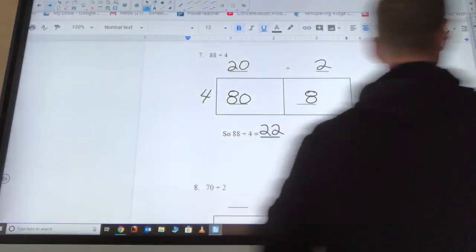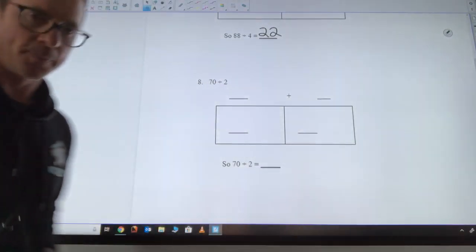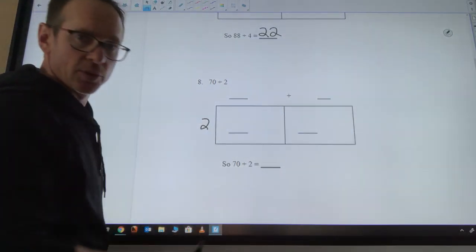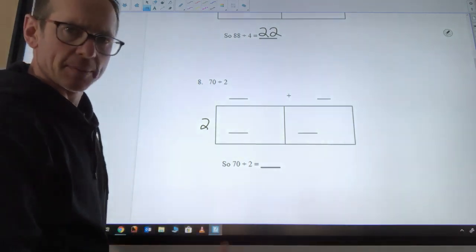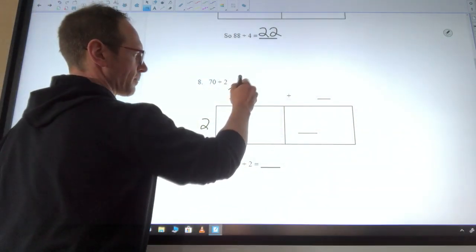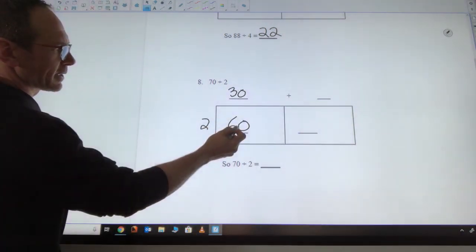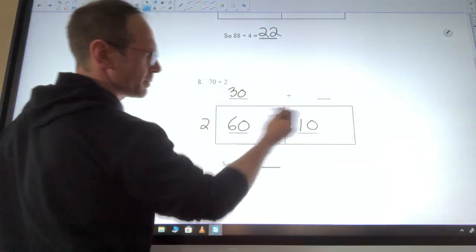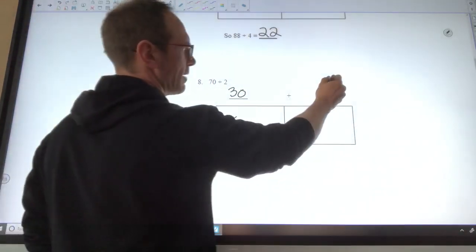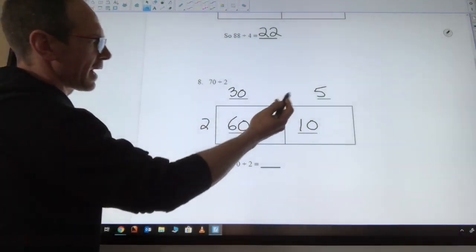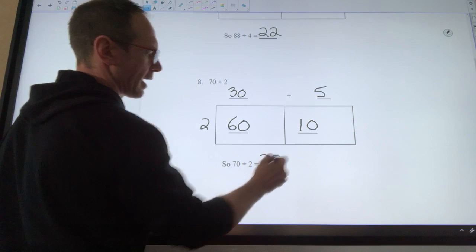Number 8. 70 divided by 2. Well, I know 10 times 2 is 20. 20 times 2 is 40. 30 times 2 is 60. 40 times 2 is 80. That's too much, so it's going to have to be 30 something. 30 times 2 is 60, which would mean to get to 70, I would take 10 more. 60 plus 10 is 70. Now I have 10 divided by 2. 10 divided by 2 is 5. So 30 and 5, or 35 times 2 is 70. So 70 divided by 2 is 35.